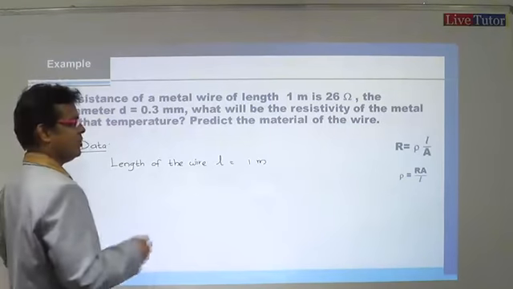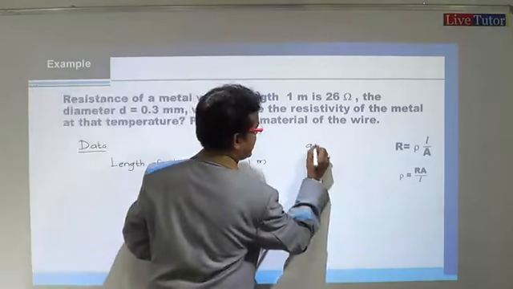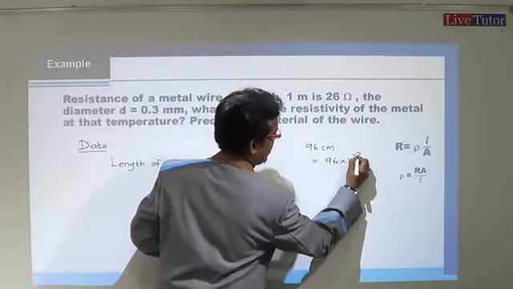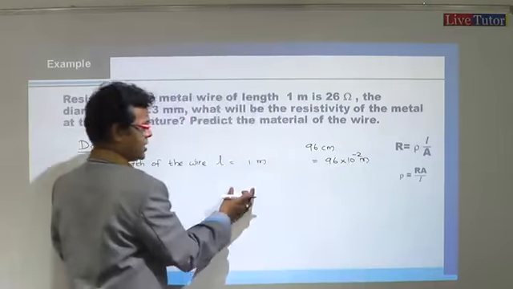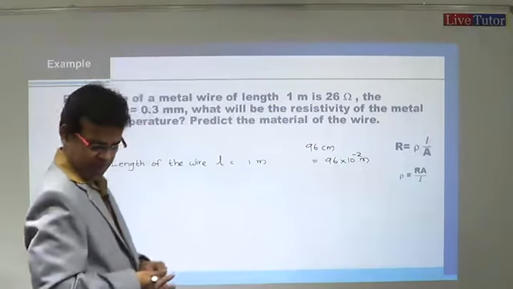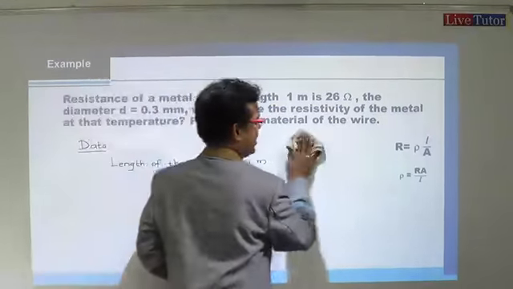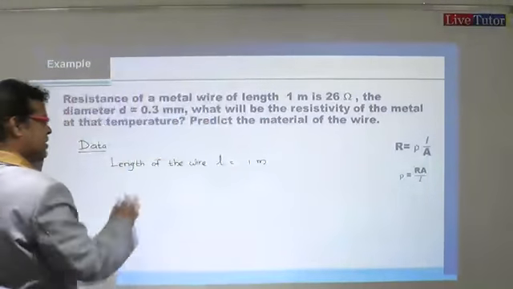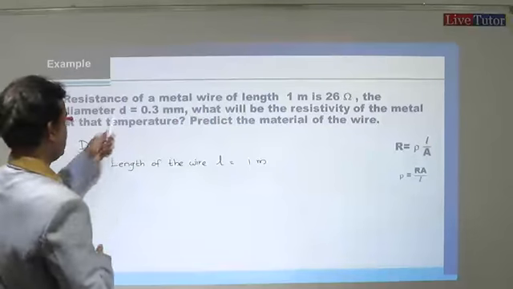Right? That way we have to convert it. Suppose if it is 96 centimeters, you will have to take it as 96 into 10 power minus 2 meter. You have to take it in terms of meter only. Then only you will get the correct answer. Okay, here it is given as meter. Straight away we can take this. So length of this is given as 1 meter and the resistance is given.